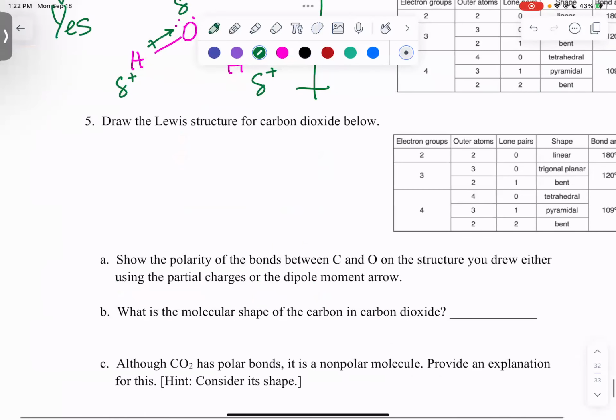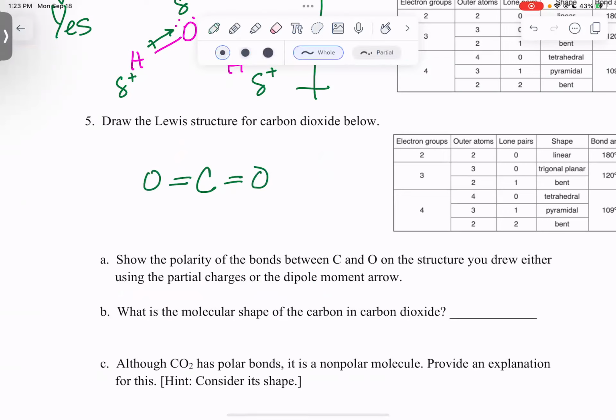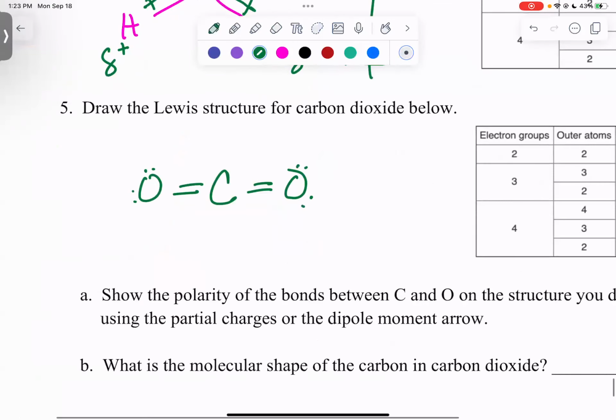Okay, draw the Lewis structure for carbon dioxide. We did this before. Each oxygen has 2 lone pairs. Now, if I draw my bond arrows, I know oxygen's more electronegative than carbon.